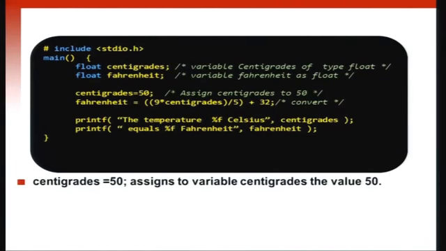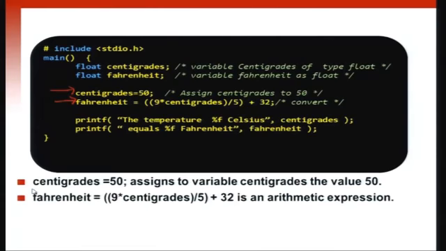Centigrades equal to 50, that is the line which assigns the value 50 to the variable centigrades. So once you execute that code, the box associated with the name centigrades will hold the value 50. Followed by the line which computes the value of the Fahrenheit. So Fahrenheit equal to 9 times centigrade divided by 5 plus 32.